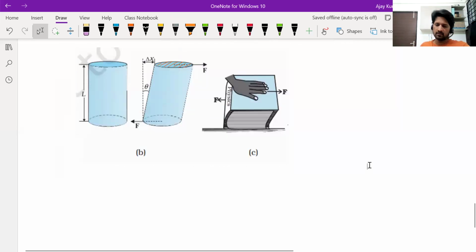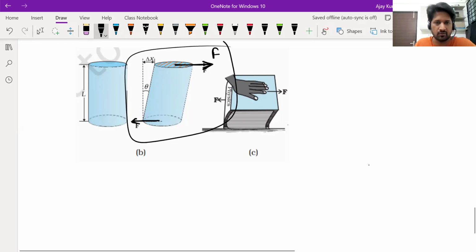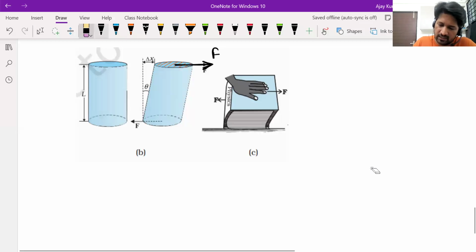Right. So imagine applying a force F tangential to the upper surface of a cylinder. You should ensure that the lower surface is not moving. Now, how do you ensure that the lower surface is not moving? By applying another force here also, such that the net force on this system is 0. Or you can also assume that it is rigidly connected to the ground.